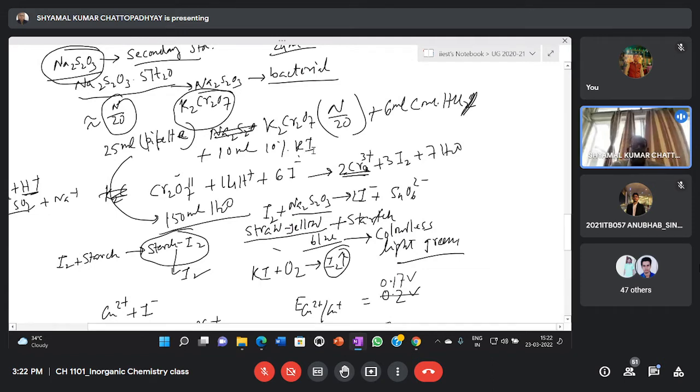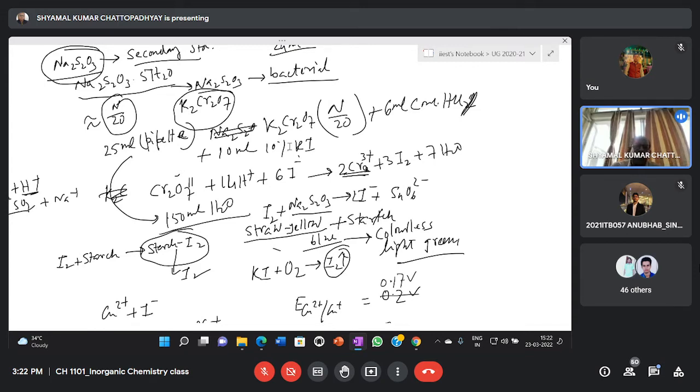So I repeat what you are doing. You pipette out 25 milliliter of dichromate solution. You add 6 milliliter of concentrated HCl and 10 milliliter of 10% KI. You put the whole solution in the dark, after covering the mouth of the conical flask with a watch glass, allow it to stand for 5 minutes, and in the meantime you get your burette loaded with sodium thiosulfate.